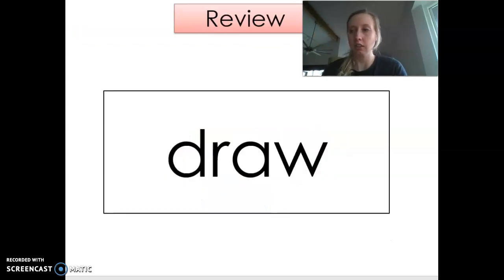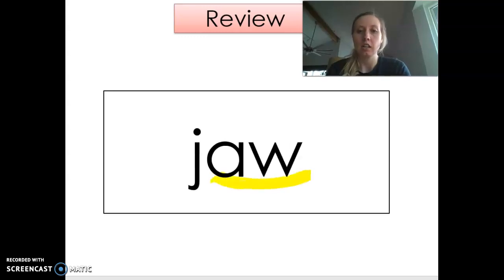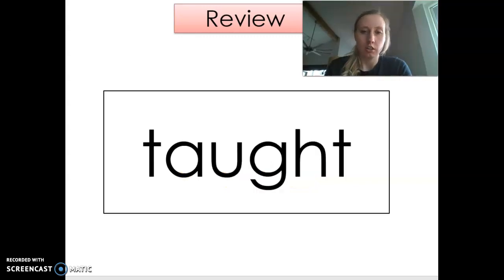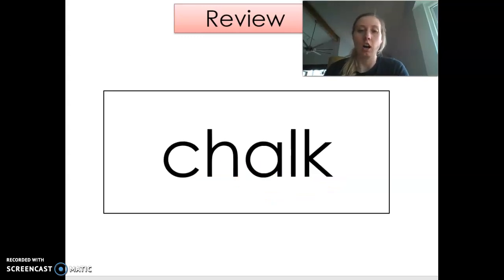Okay, so let's look at our words that we're reviewing a bit today. So we know that AW says ah. We've talked about this. So I'm going to give you 3 seconds. 3, 2, 1, draw. 3, 2, 1, walk. 3, 2, 1, jaw. I think this is your jaw. 3, 2, 1, talked. 3, 2, 1, haul.